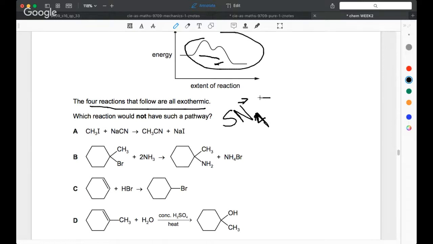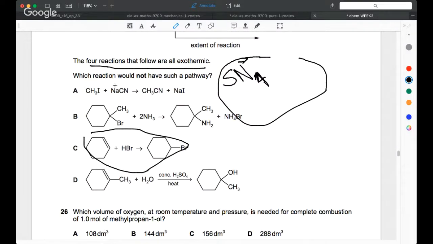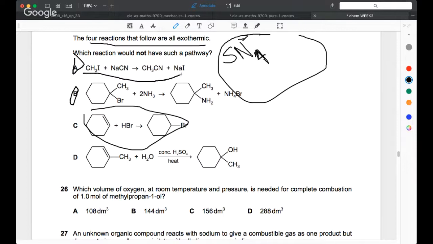Actually, it's not necessarily SN1. It's just a two-step reaction, because it's not necessarily a nucleophilic condition. For example, this one is just a one-step reaction, but that is nucleophilic. So if you compare A and B, they are either SN1 or SN2, they are nucleophilic reactions. So this one is SN2, right? This one is SN1.